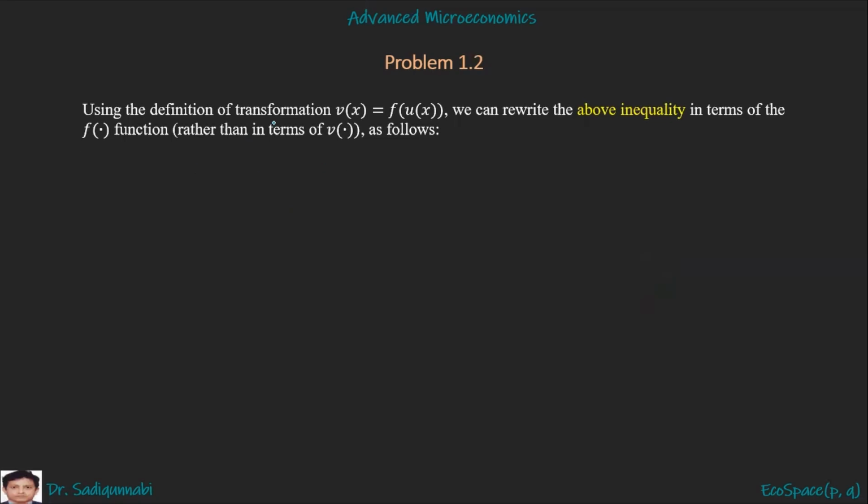So using the definition of transformation, we can rewrite the above inequality, that means the inequality in the last slide. If we use the transformation, in terms of the function, we can write this. So here we convert this as a function. We know that Vx is a function of Ux. So we just convert all these Vx into function of Ux, okay?